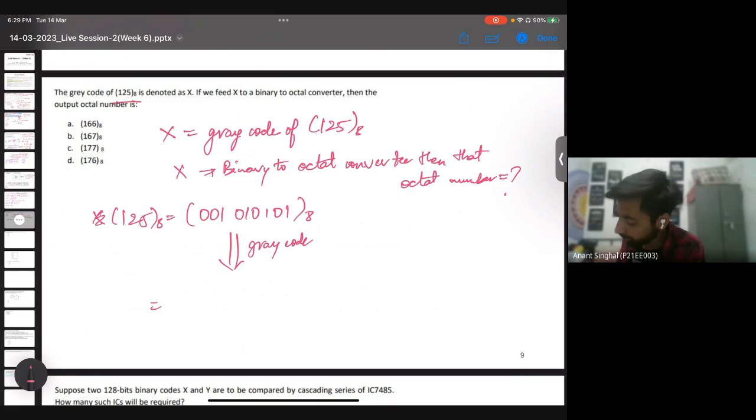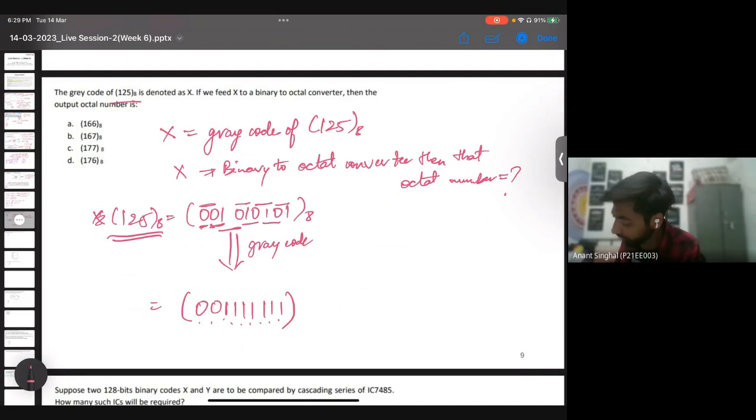In gray code, we keep the first bit the same and then we start doing the XOR of the consecutive bits. So 0 XOR 0 is 0, 0 XOR 1 is 1, then 1 XOR 0 is 1, then 0 XOR 1 is 1, then 1 XOR 0 is 1, then 0 XOR 1 is 1, then 1 XOR 0 is 1, and then again 0 XOR 1 is 1. So 1, 2, 3, 4, 5, 6, 7, 8, 9. So it has 9 bits. So the gray code of this number is this.